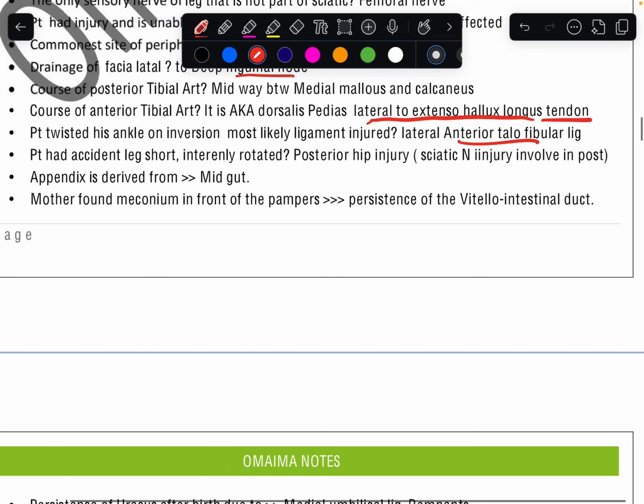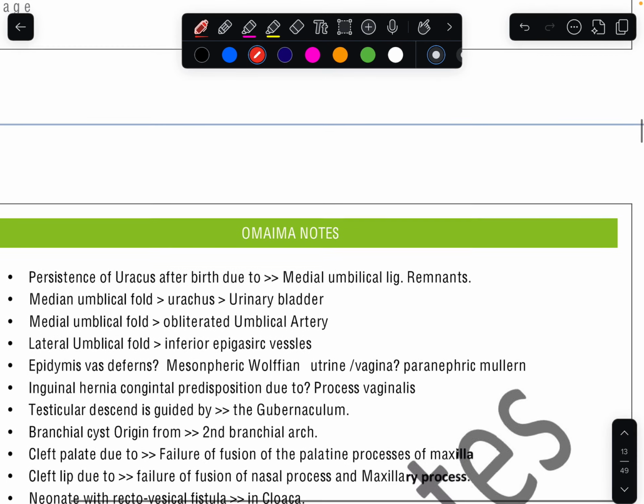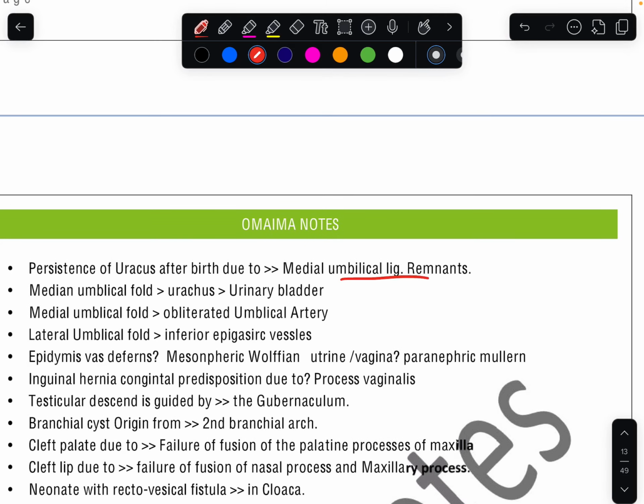Mother found mucus in the front of the umbilicus, vitellointestinal duct. Appendix is derived from midgut. Persistent urachus is the median umbilical ligament. Median umbilical fold is urachus. Medial umbilical fold, obliterated umbilical arteries. This is median, this is medial, this is lateral, inferior epigastric artery. Epididymis derived from mesonephros, uterine, paranephric. Inguinal hernia congenital, processus vaginalis. Testicular descent is by gubernaculum.